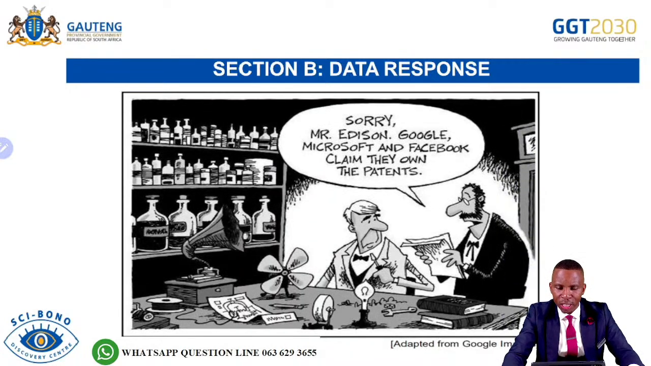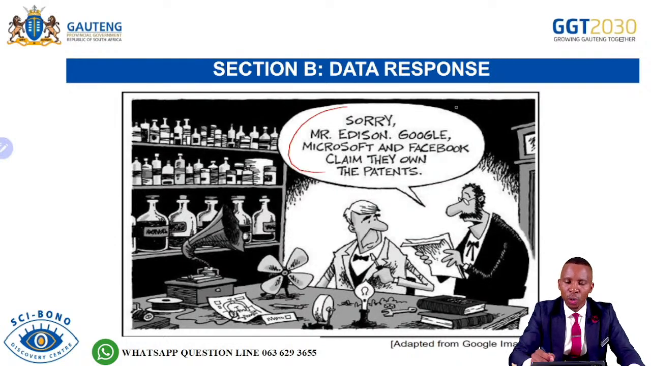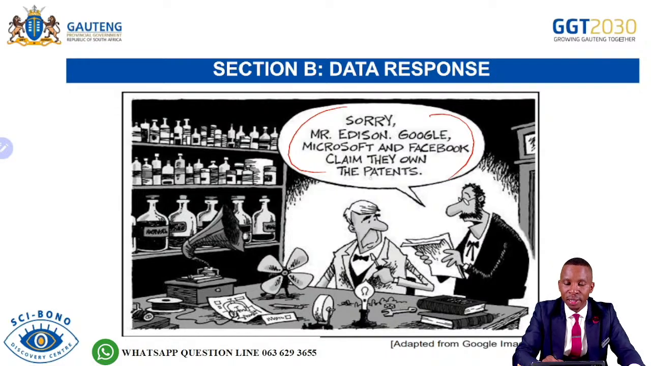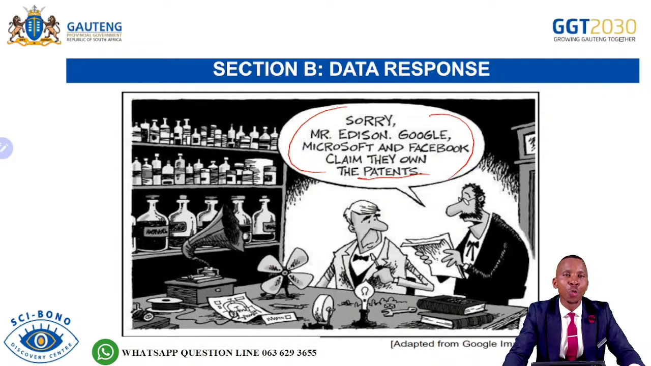So let's read. Sorry, Mr. Edson. Google, Microsoft, and Facebook claim they own the patents. Now it goes straight to the monopoly here. We are talking about the monopoly now, because if you talk about the patent, you talk about the exclusive rights that are given to the business to become the only supplier of a particular product for a given period of time. So this is known as an artificial monopoly. It's not the natural monopoly.